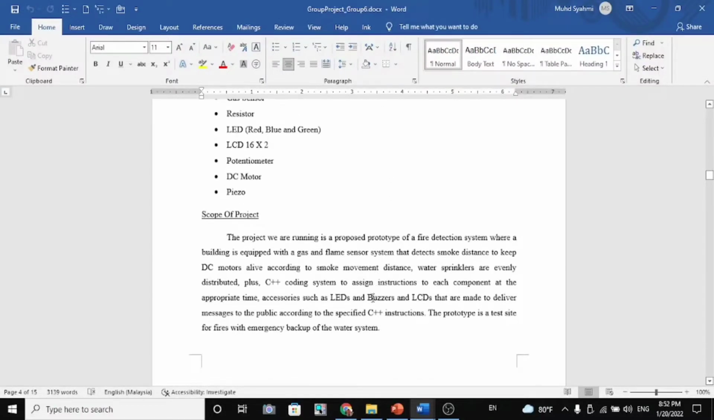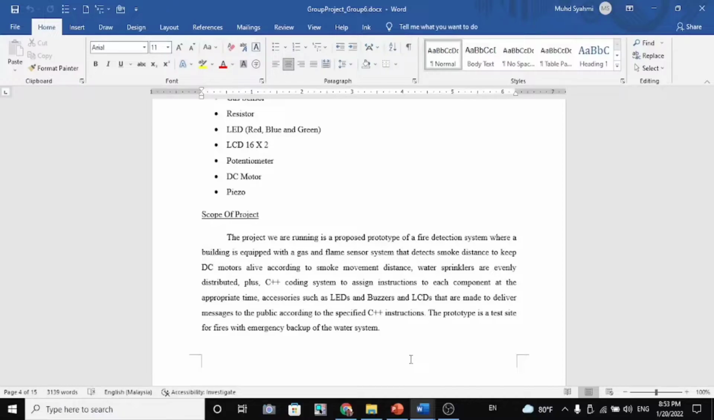Our project scope is a proposed prototype of a fire detection system where a building is equipped with a gas and flame sensor system that detects the smoke distance. The DC motor is activated according to smoke movement distance. Water sprinklers are evenly distributed, plus a C++ coding system to assign instructions to each component at the appropriate time.